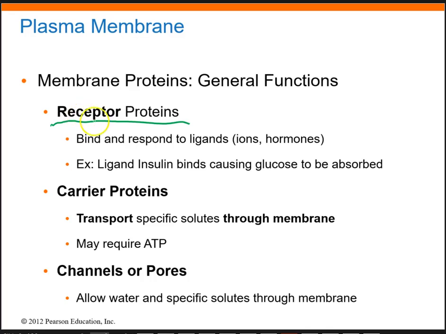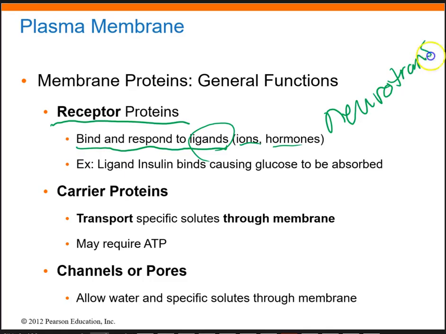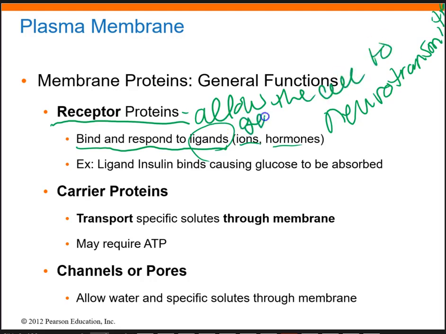So receptor proteins bind to and respond to a ligand. This word ligand is just anything that binds to a receptor. It could be an ion that binds to it. It could be a hormone that binds to it. It could be a neurotransmitter that binds. The point is that these receptor proteins allow the cell to get messages from other cells.